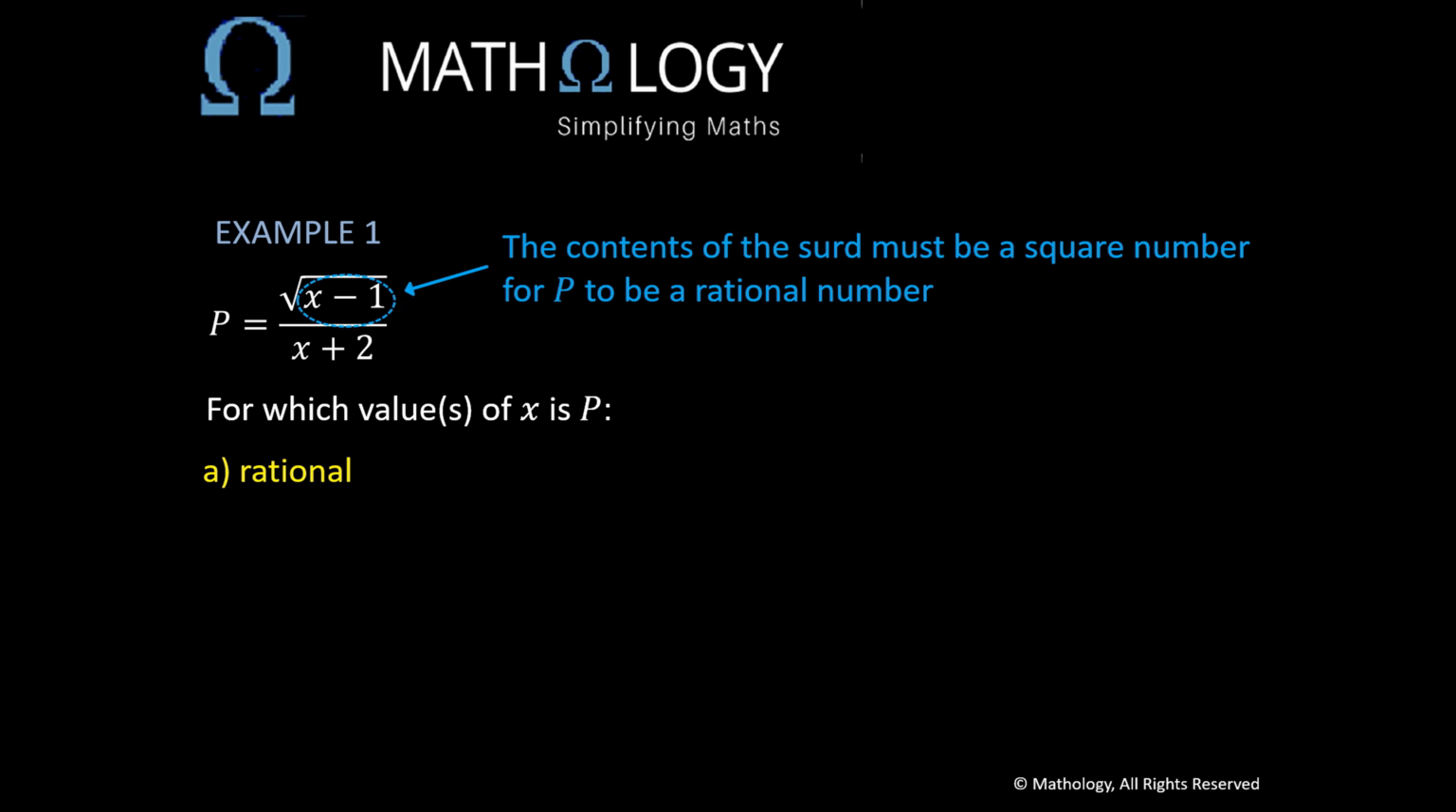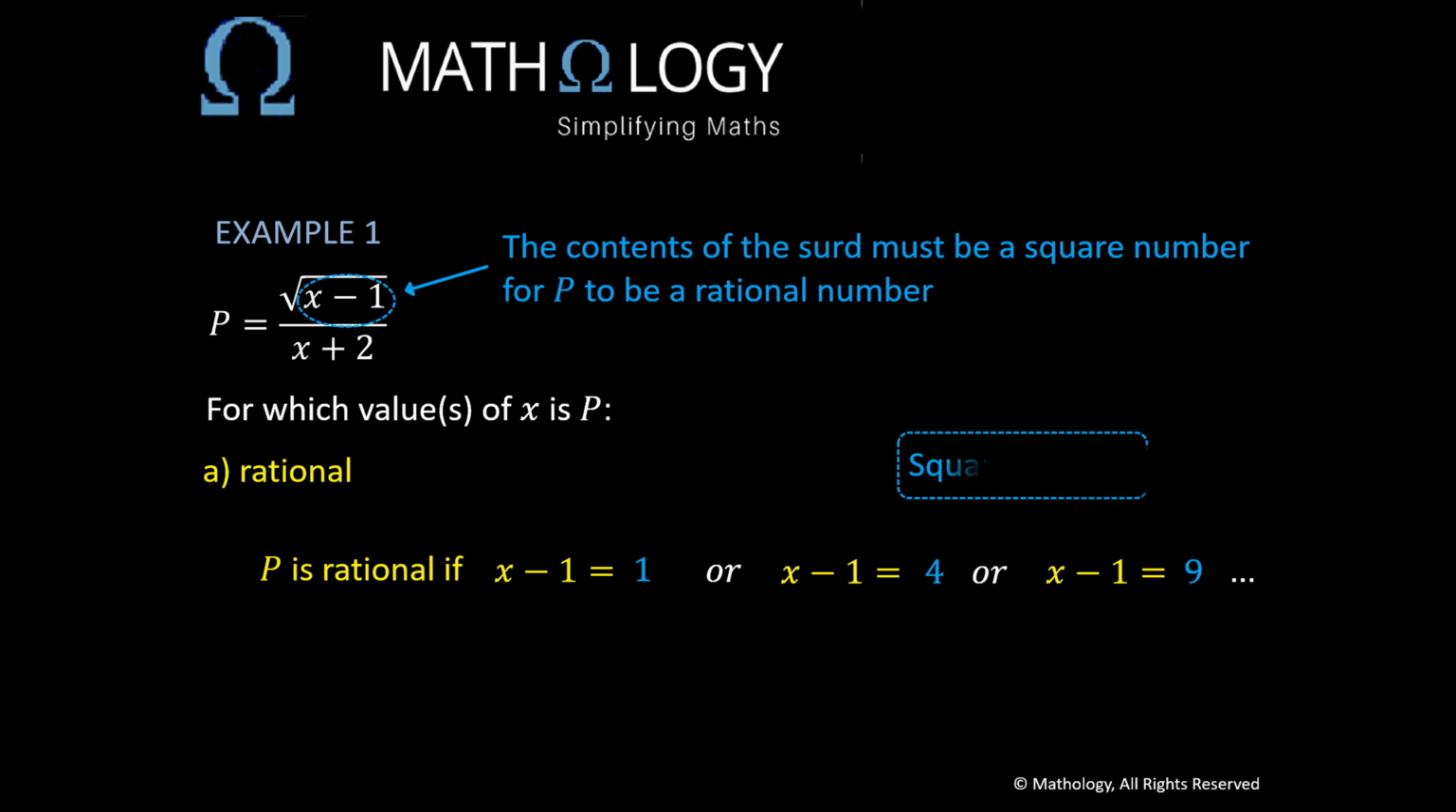So, for p to be rational, x minus 1 would have to be a square number, since the square root of a square number is an integer. Thus, if x minus 1 was equal to 1, 4, 9, 16, 25, etc., then p would be a rational number. So, if x were equal to 2, 5, or 10, then p would be rational.